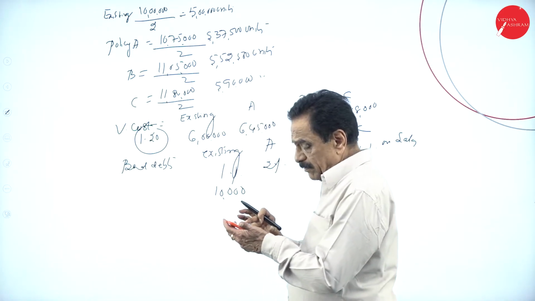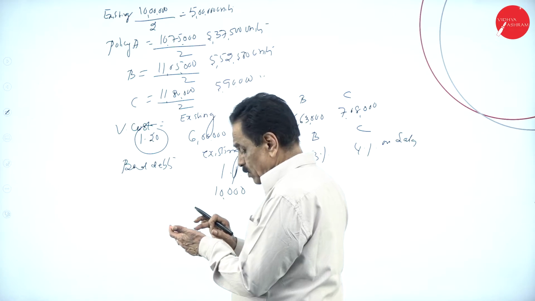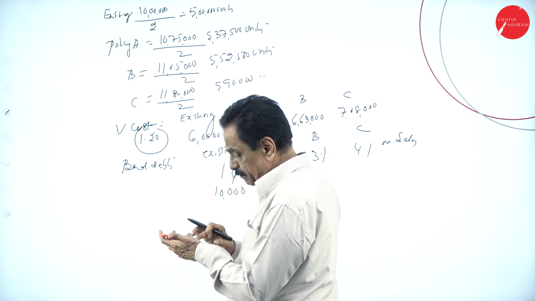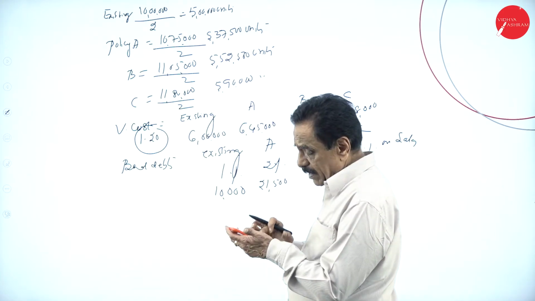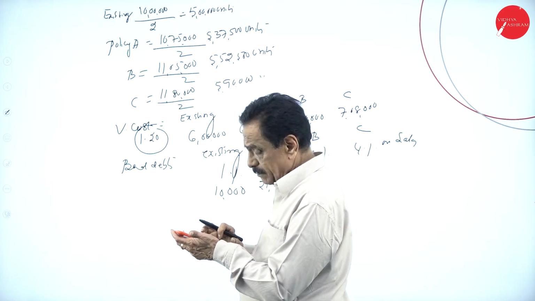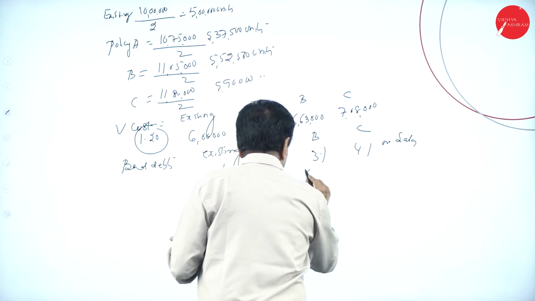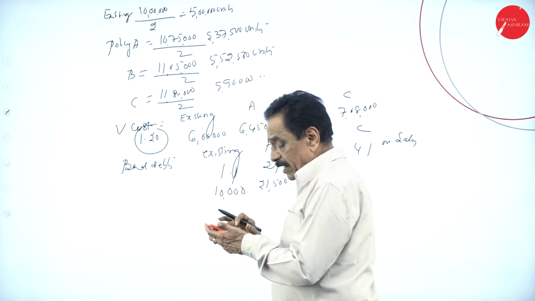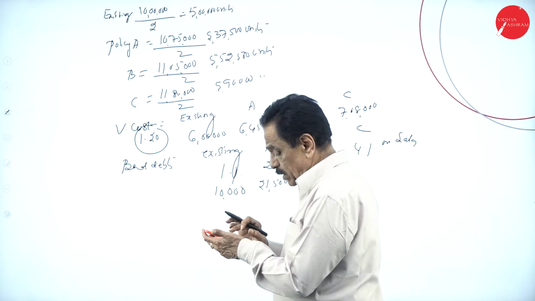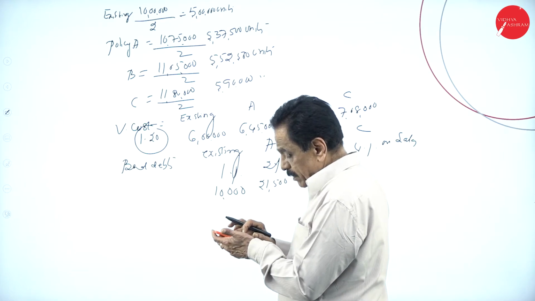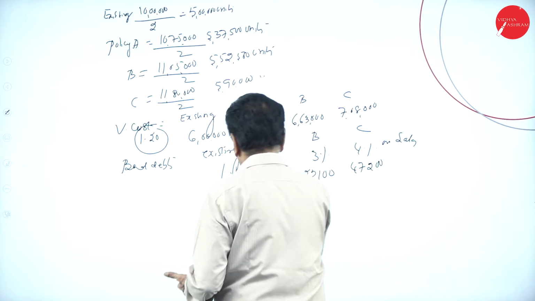Then 10,75,000 into 2 divided by 100 is 21,500. 11,05,000 into 2 divided by 100 is 22,100. Then 11,80,000 into 4 divided by 100 is 47,200. This is your bad debts.